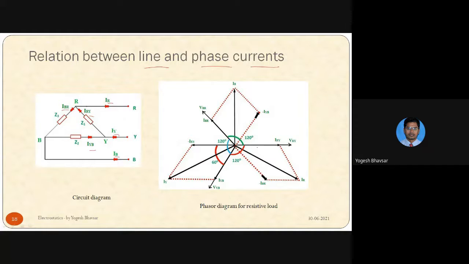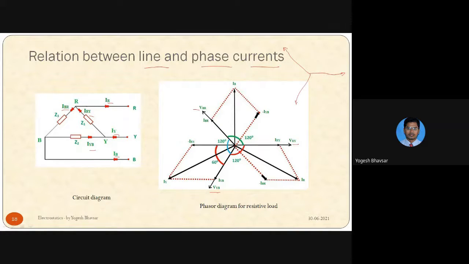Now let us draw the phasor diagram for this circuit, just as we drew for star connection. Here the voltage is common because line voltage and phase voltage are equal, so we can simply represent them by VRY, VYB and VBR. These voltages are displaced from each other by 120 degrees, that we know. So we first draw VRY, VYB and VBR. We start from the same point we used for star connection.